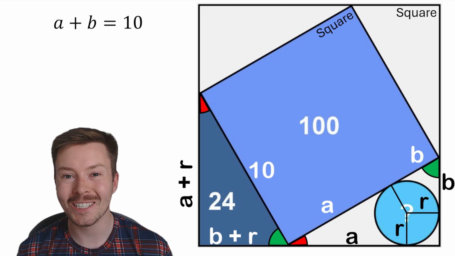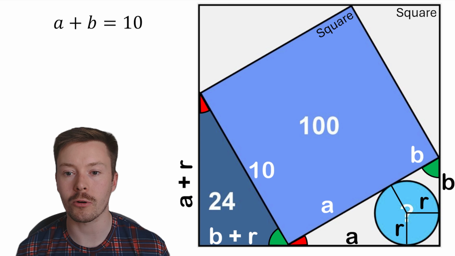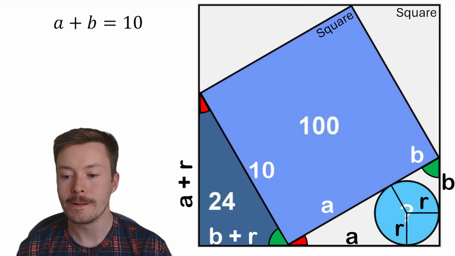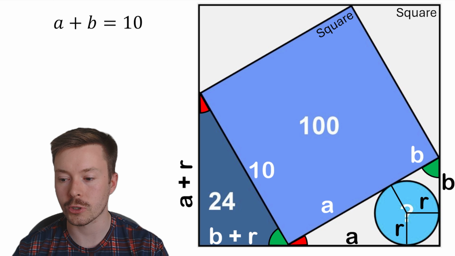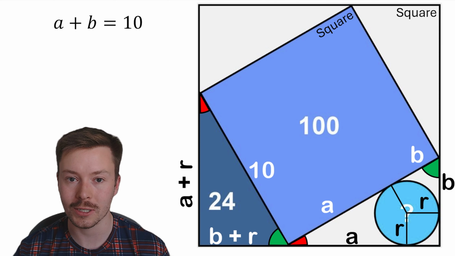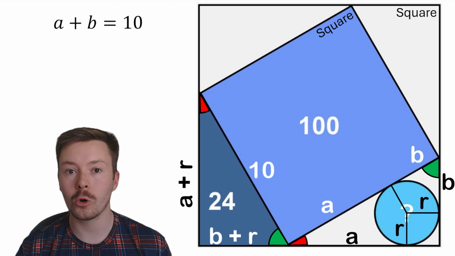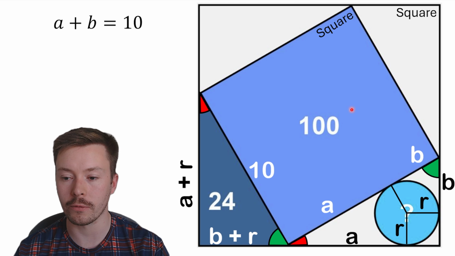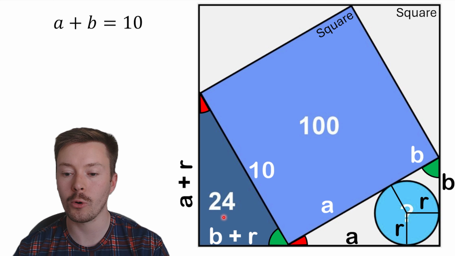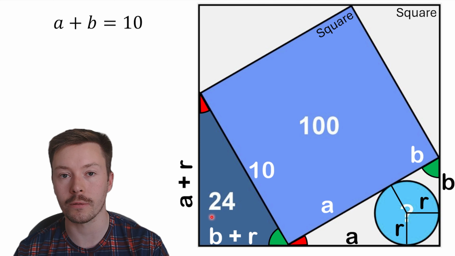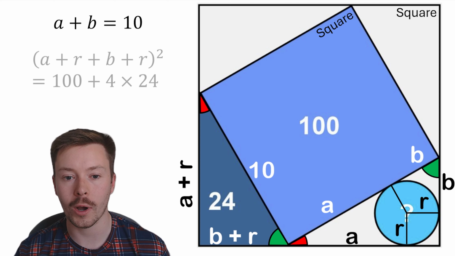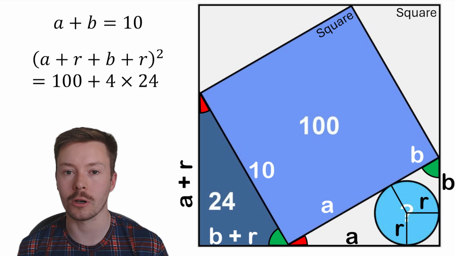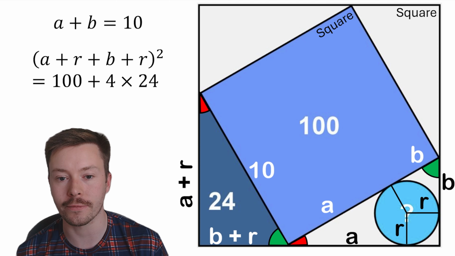From there, I'm going to start considering the areas. So the total area, the area of the larger outside square. Now, I can do that by getting the side length of that larger square. So that's going to be R plus A plus B plus R, squared, because that's the side length squared. Now, I can also make up the area of the larger square by doing 100, the area of this inside smaller square, plus 4 24s, because that's the area of the triangle. So let's put that as an equation, and we get this. R plus A plus B plus R, squared, is 100 plus 4 lots of 24.